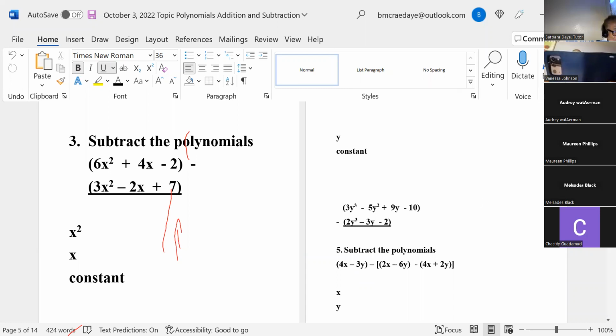Now, remember, this is a minus. There's a minus, right? So that minus applies to everything within the parentheses. Okay, so therefore, Ms. Barbara, would it be 3x squared plus 6x minus 9? That's right. 3x squared plus 6x minus 9. Everybody get that? No, I'm confused right here.